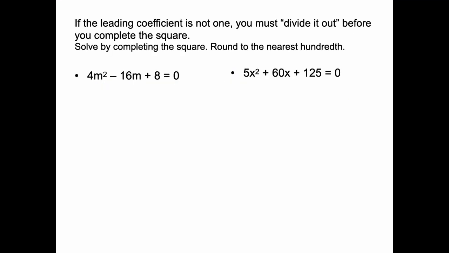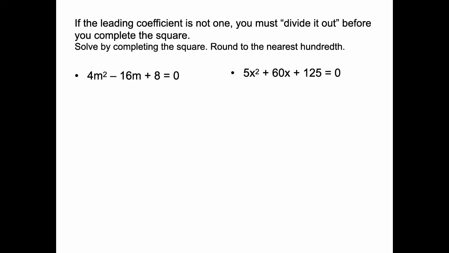Another thing that's going to happen today is all the problems we've worked with so far have had the leading coefficient of 1. The only way we can use completing the square is if the leading coefficient is 1. So it says here, if the leading coefficient is not 1, you must divide it out before completing the square. The only way this completing the square works is if the leading coefficient is 1.